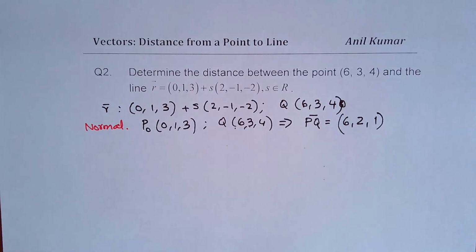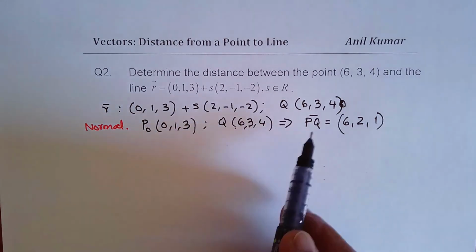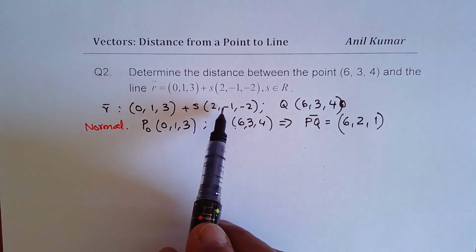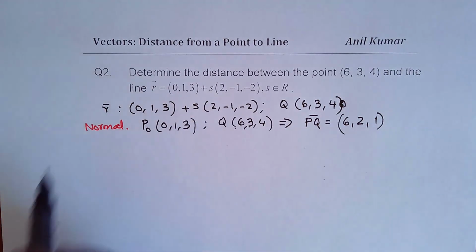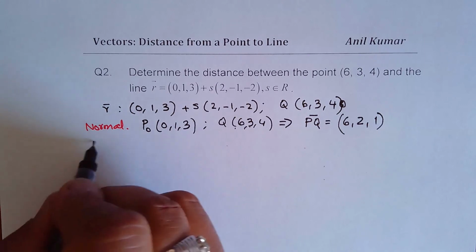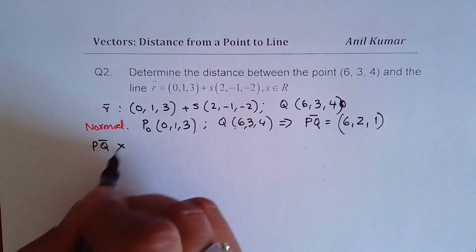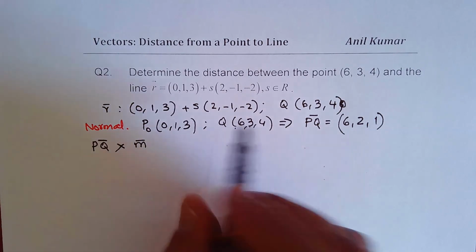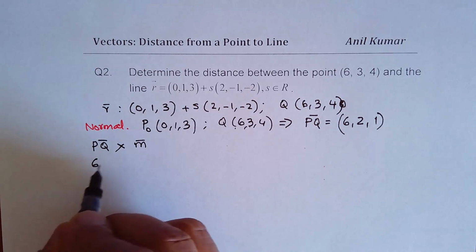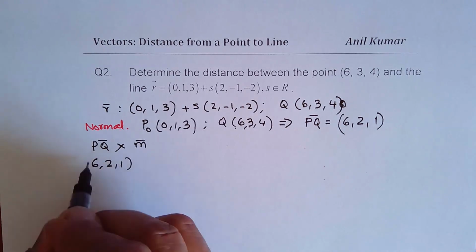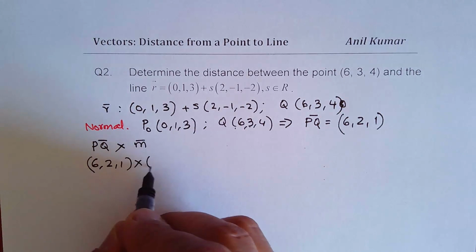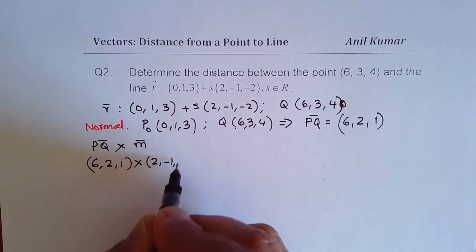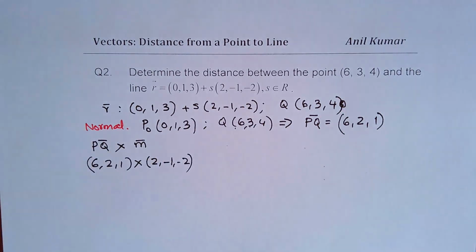Now, to get the normal, we have one direction PQ, and the other direction is given to us. So for getting the normal, we will do PQ cross the slope given to us for the line. That is to say, we'll cross (6, 2, 1) with the slope of the line, which is (2, -1, -2). That becomes the normal. Cross product gives you the normal. Use the method which is known to you to find the cross product.